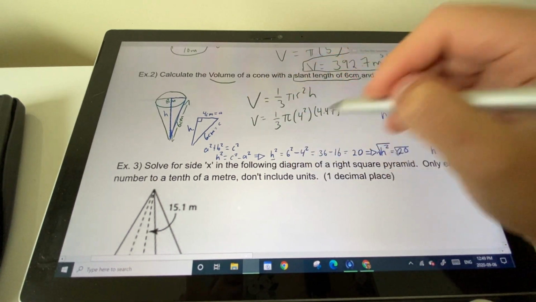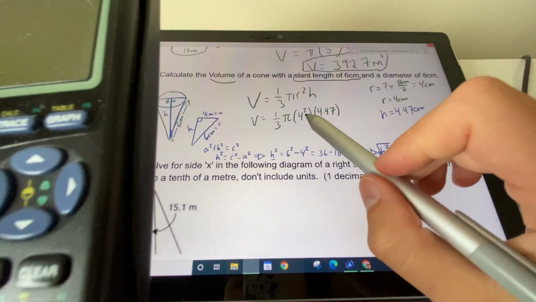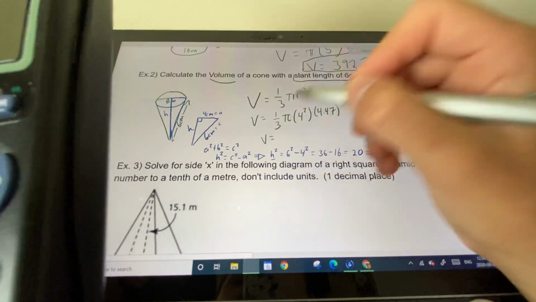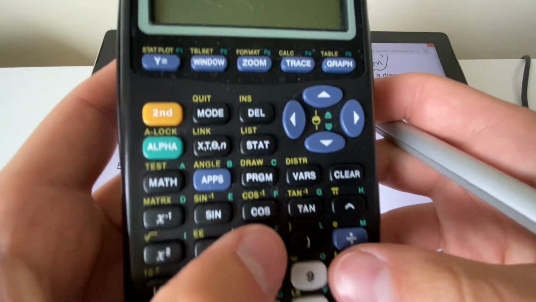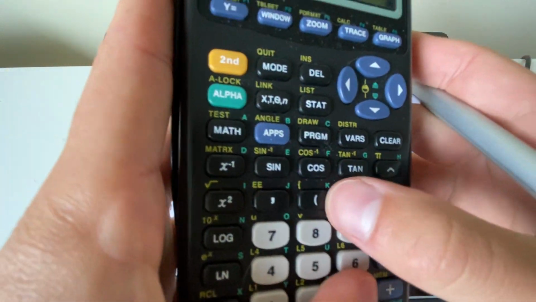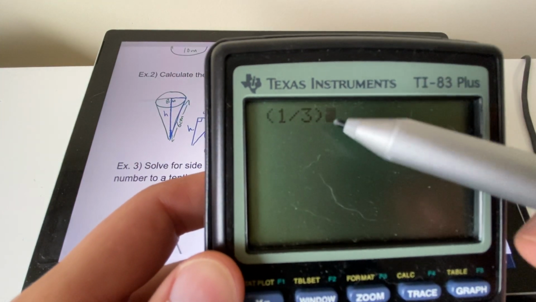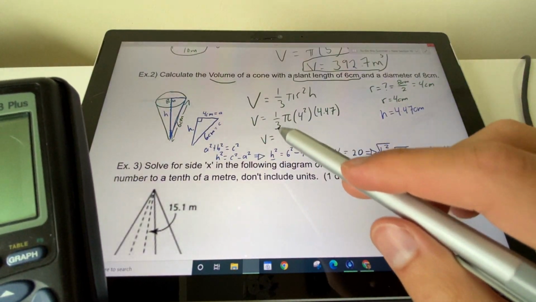Now, how to plug all this into our calculator? You can do it one at a time, or you could do this all at once. Doesn't matter to me. You could do bracket 1/3, like that in your calculator. Make sure you bracket both sides, because this is one number, 1/3.